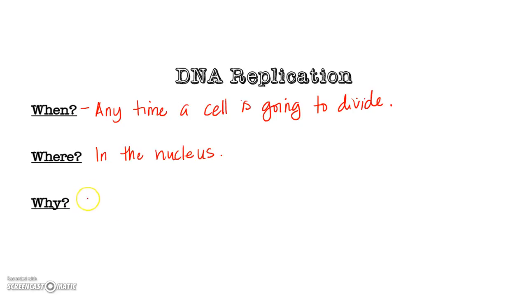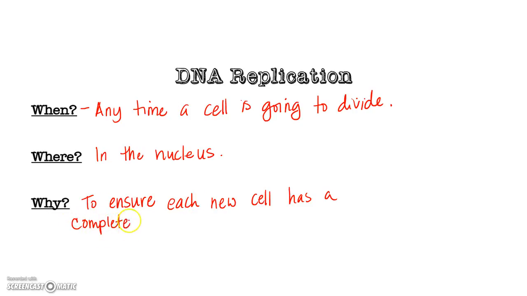And why? To ensure each new cell has a complete set of chromosomes. Okay, so each cell is going to get the entire recipe book of genes. It's not necessarily going to use the entire recipe book. It's only going to take what it needs, but it's going to contain all the DNA, all the same genes, all the same exact sequence found in any of your cells.